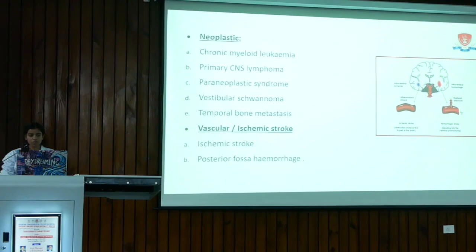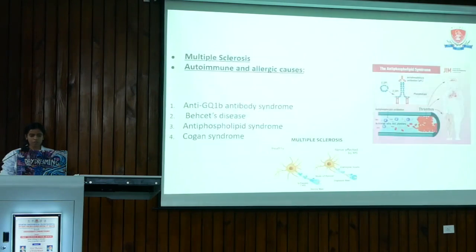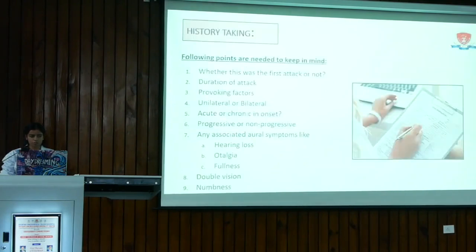Chronic myeloid leukemia, primary CNS lymphoma, paraneoplastic syndrome, vestibular schwannoma, temporal bone metastasis, and lastly, vascular and ischemic stroke causes are as follows: ischemic stroke and posterior fossa hemorrhages. Multiple sclerosis, autoimmune and allergic causes are as follows: anti-GQ1b antibody syndrome, Behçet's disease, antiphospholipid syndrome, and Cogan syndrome.